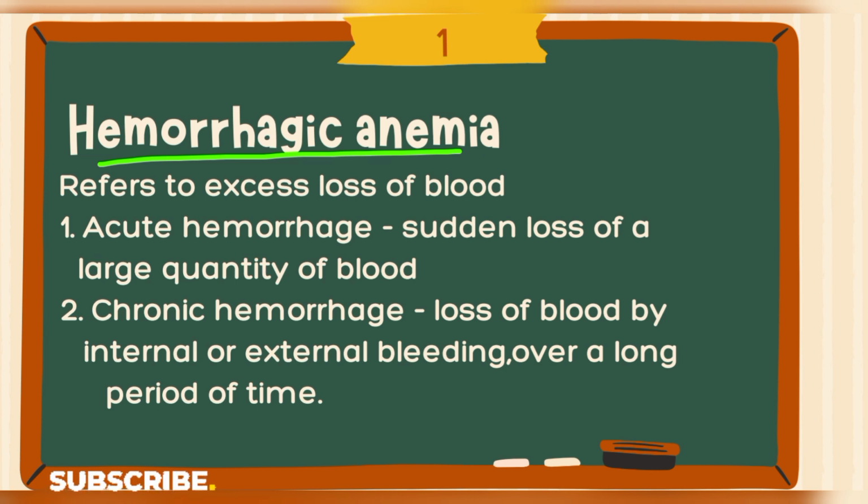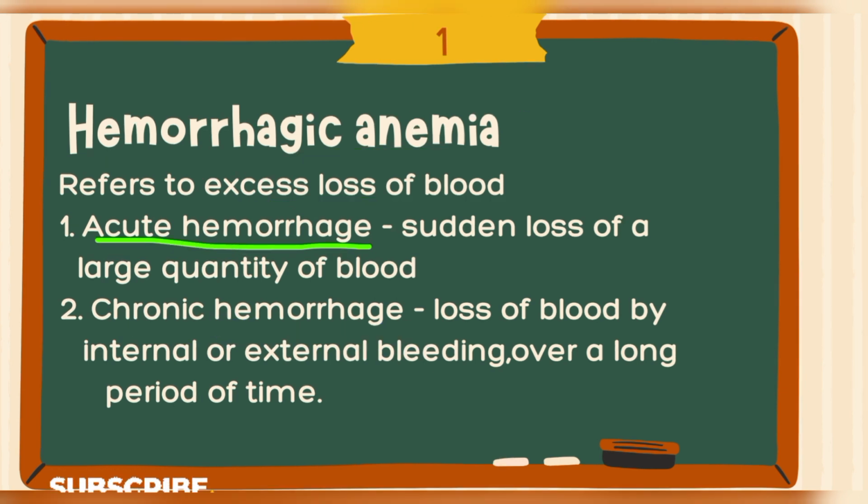Hemorrhagic anemia refers to excess loss of blood. There is excessive loss of blood. Anemia due to hemorrhage is also known as hemorrhagic anemia and it occurs in both acute and chronic hemorrhagic conditions. So, when it occurs in acute condition, it is called as acute hemorrhage, and when it occurs in chronic conditions, it is called as chronic hemorrhage.